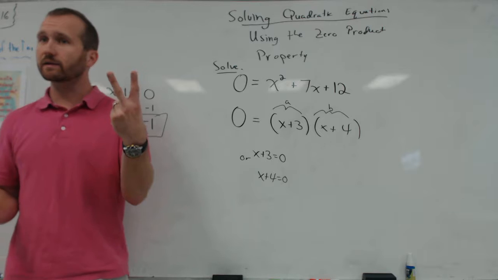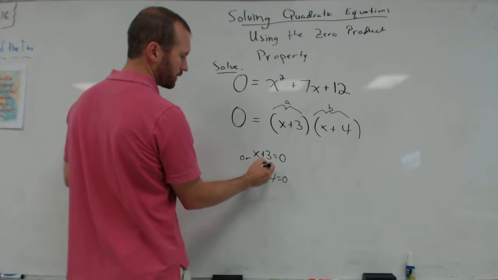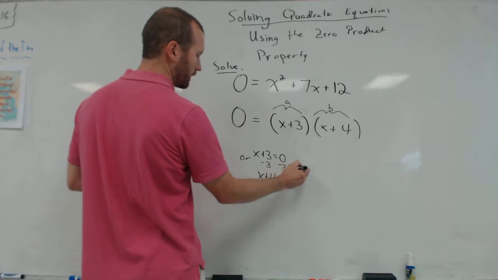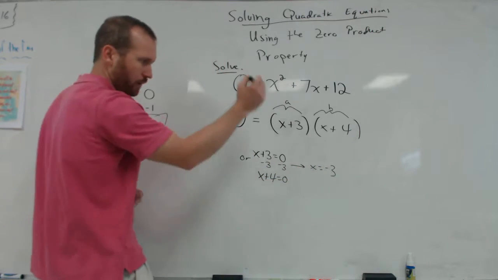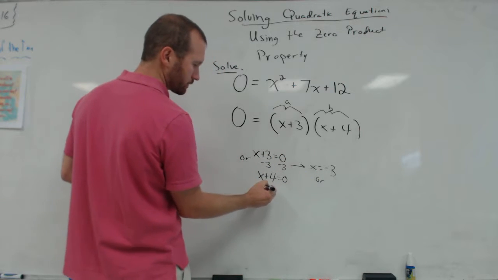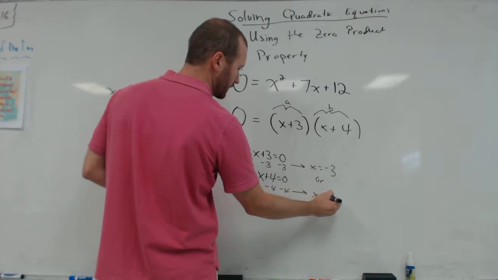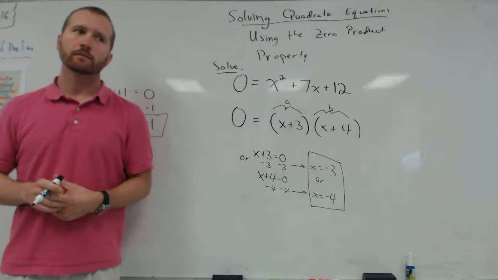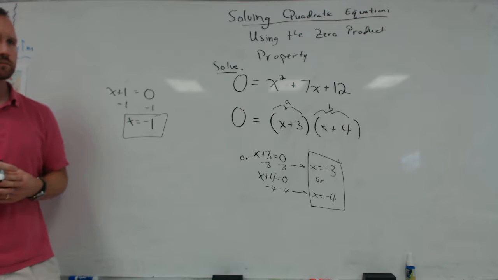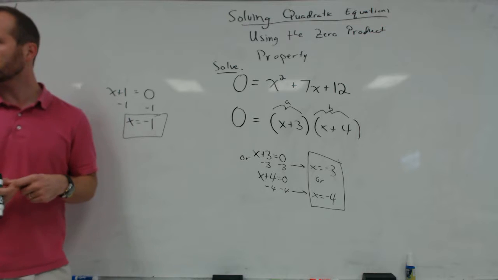So in this case I'm going to get two answers. X could be either negative 3, x equals negative 3, or subtract 4 from both sides, x equals negative 4. So that's your answer. So it could be either one of those if you solve it.